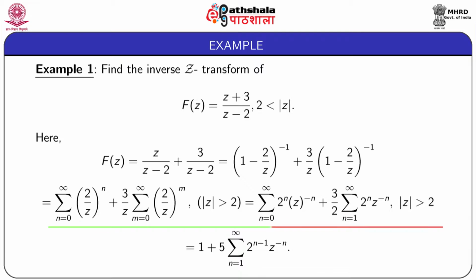which is equal to summation n equal to 0 to infinity 2 to the power n z to the power minus n plus 3 by 2 summation n equal to 1 to infinity 2 to the power n z to the power minus n for mod z greater than 2. This can be adjusted to write as 1 plus 5 into summation n equal to 1 to infinity 2 to the power n minus 1 into z to the power minus n.